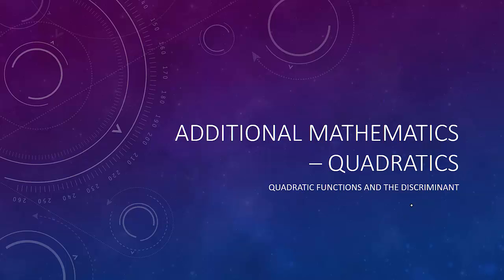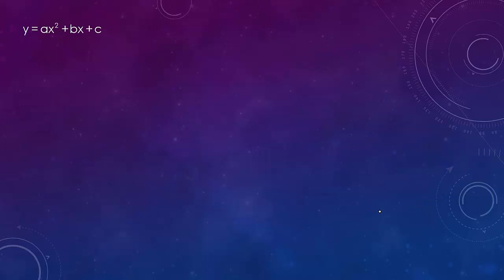Quadratic functions and the discriminant, and this is a bit of a roundup. We've mentioned a lot of these things before, but now we're in a position to talk about them in a formal way. So we have the general quadratic function, y equals ax squared plus bx plus c, where we know that a, b, and c are just numbers in any particular situation.